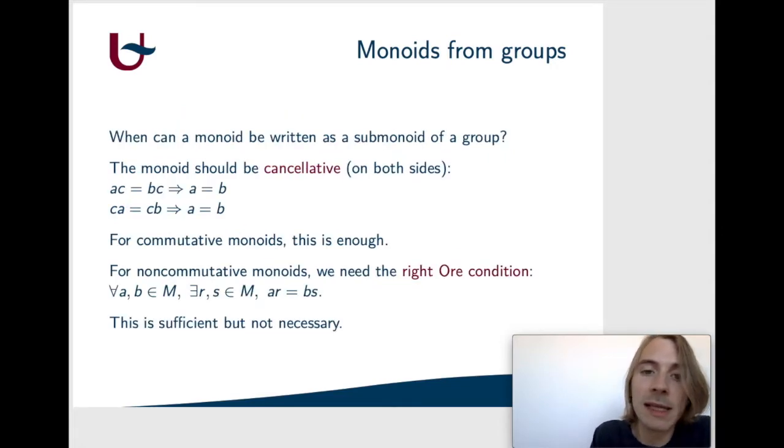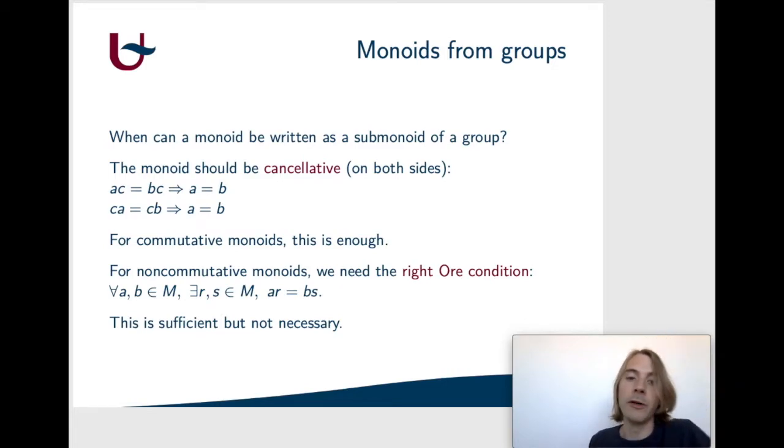So when precisely can a monoid be written as a submonoid of a group? At least the monoid should be cancellative on both sides, and for commutative monoids this is enough. But for non-commutative monoids you need something more. For example, the right Ore condition. And this right Ore condition is sufficient, so every cancellative monoid that satisfies the right Ore condition can be embedded into a group, but it's not necessary.